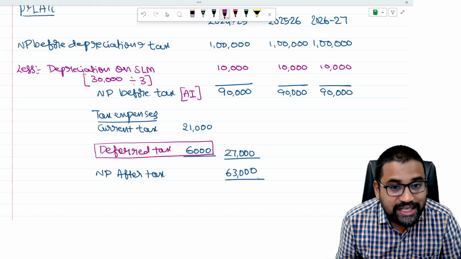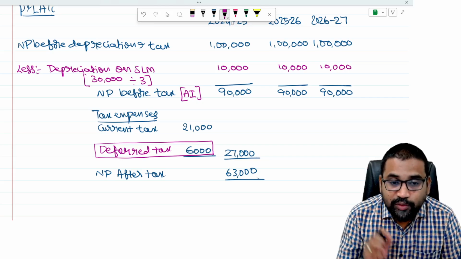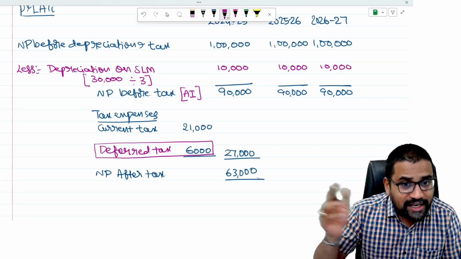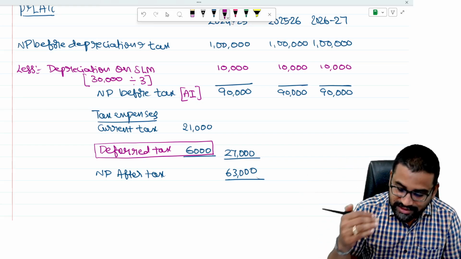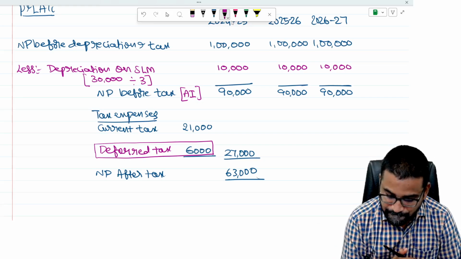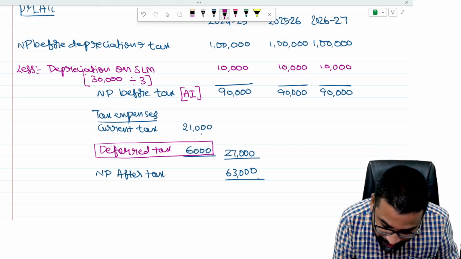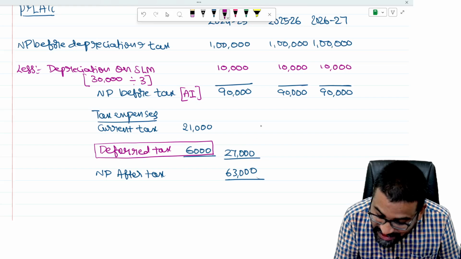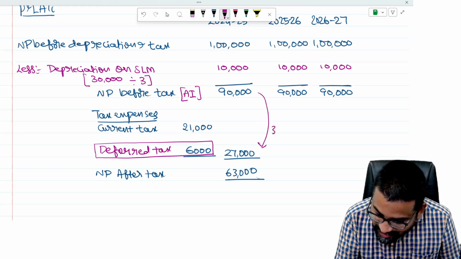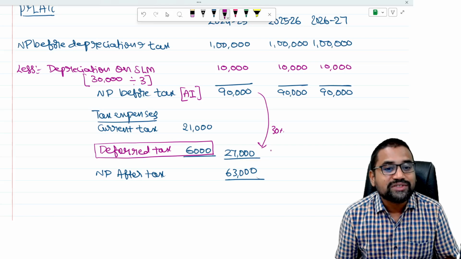Is this an asset or a liability? Liability. Deferred tax liability. What is the entry for deferred tax liability? See, a general liability will be created. So P&L account debit to deferred tax, 6,000. Now see, because of this deferred tax, current tax is 21,000, deferred tax 6,000, total 27,000. Now it is matching. 30% applied on 90,000 will be 27,000.